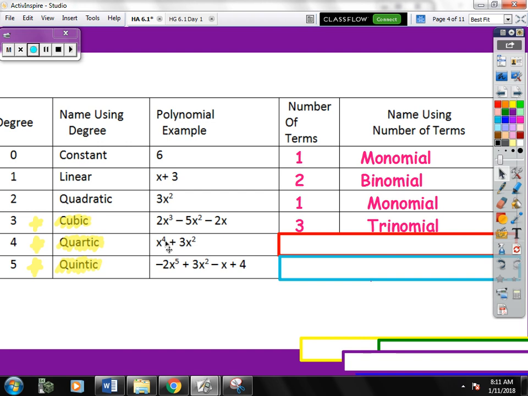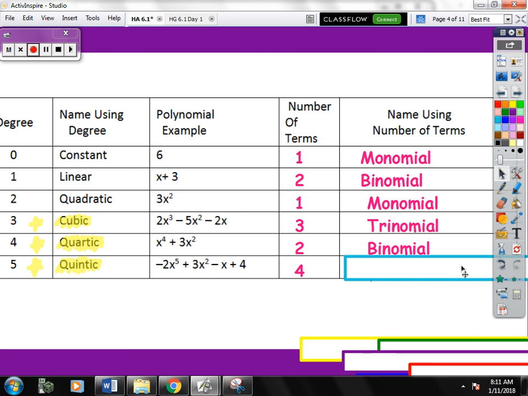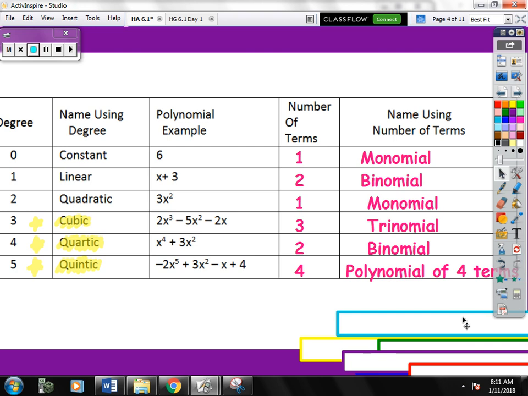So the quartic one, again, has a 4th degree exponent. This one has 2 terms, so that would be a binomial. So it would be a quartic binomial, putting the 2 names together. And the last one is quintic. Our degree is 5. Now this one has 1, 2, 3, 4 terms. After 3, you don't have any special names for the number of terms. So you would just say that this is a polynomial of 4 terms, or a polynomial of 5 terms, 6 terms, whatever. But you will have monomial, binomial, trinomial, and then after that just say of how many terms.